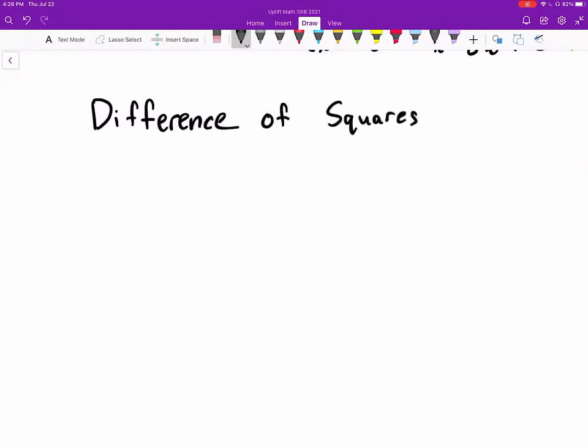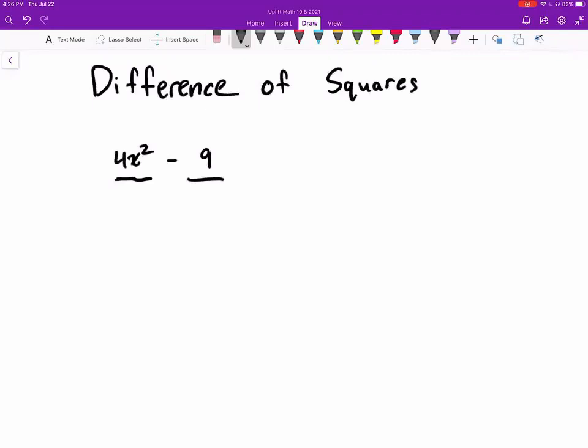So the difference of squares is another type of binomial that you're going to encounter in high school. It's always a binomial. The first term is a square and the second term is also a square. For example, 4x squared minus 9. However, just because the two terms are both a square, it doesn't mean that they're always a difference of squares.